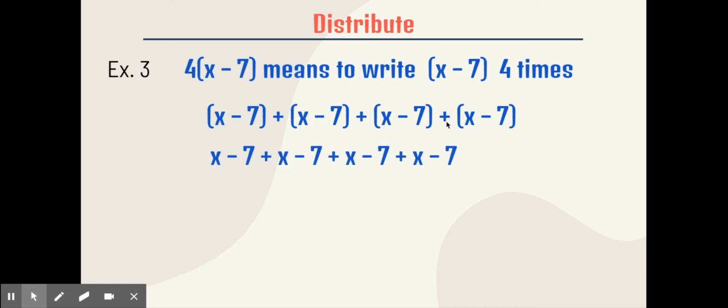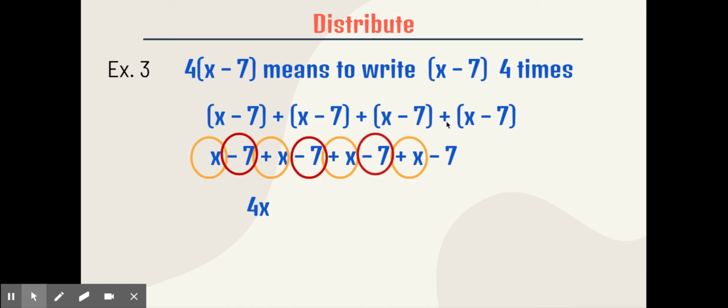All right, now I'm going to circle my like terms. I have all of these x's, and I've got 4 of them, so I'm going to write 4x, and I have all of these negative 7s. So 4 negative 7s is negative 28. Now that 4x and that minus 28 are not like terms, so I cannot add them together. That is my answer.